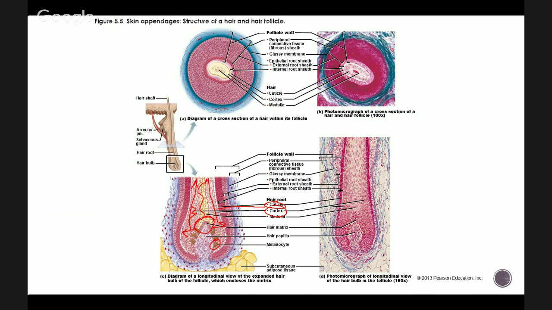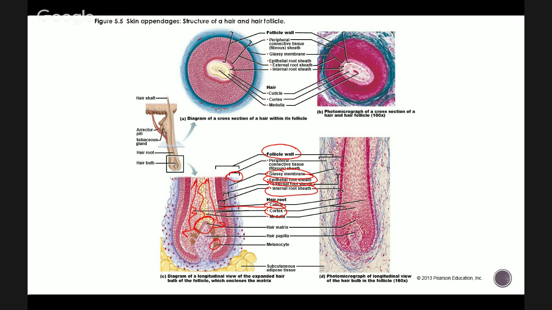Then we have the root sheath, or I should say the follicle wall, which gives the hair its strength and its ability to grow upward and hold its shape. And so that follicle wall has this connective tissue sheath around it. And then deep to that, we have what's called the glassy membrane and the epithelial root sheath, and then the external root sheath, internal root sheath. To me, that's not majorly significant.